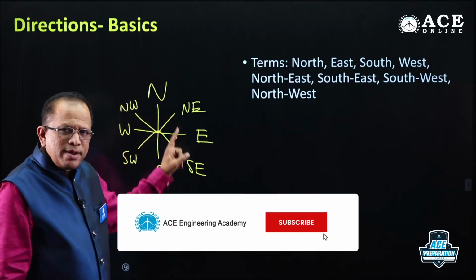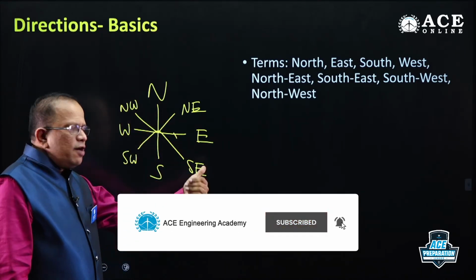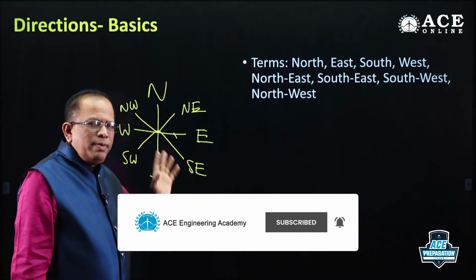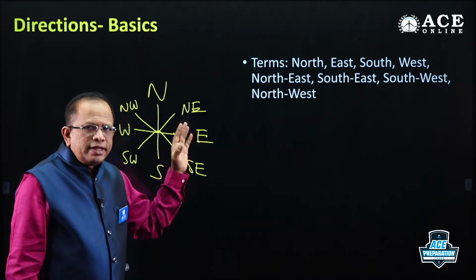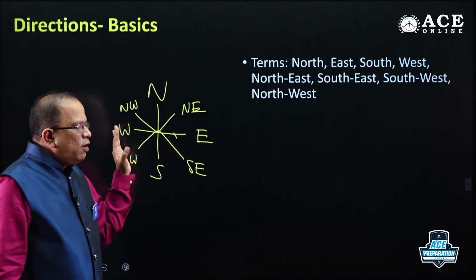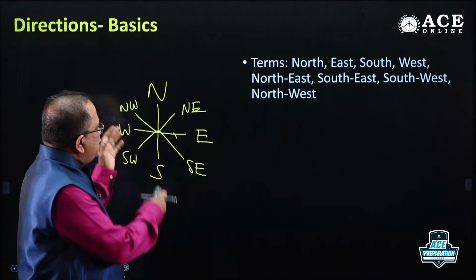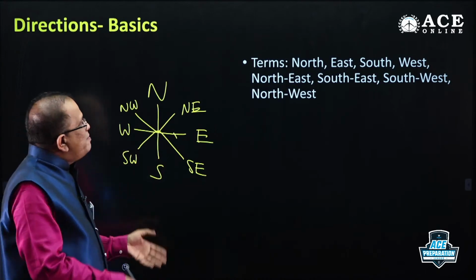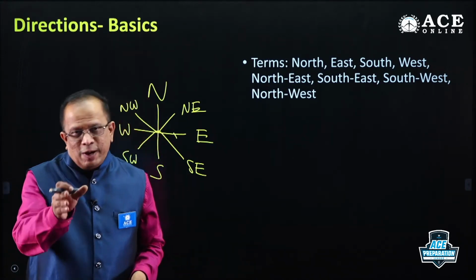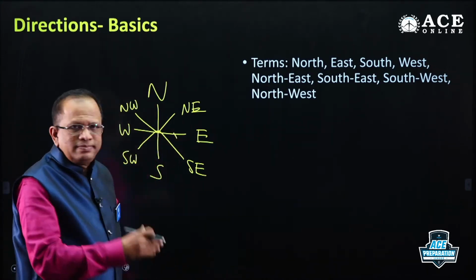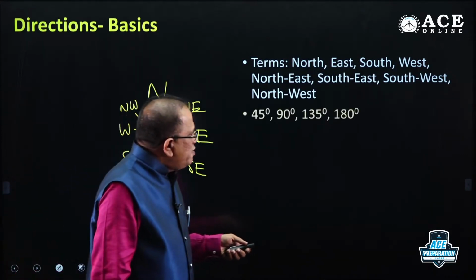Just remember north, south, then we have derived east and west, then between north and east, northeast, like that, we have identified all 8 directions. Okay? This is the grammar, this is the alphabet of this particular topic. If you are clear with this, then you are ready to move ahead.